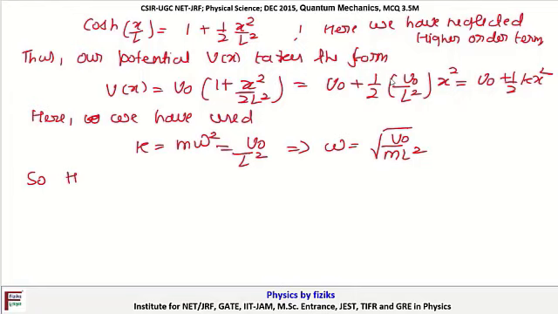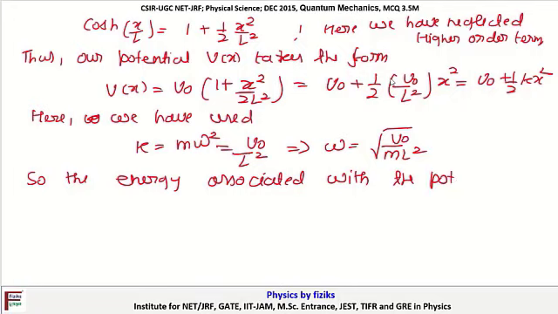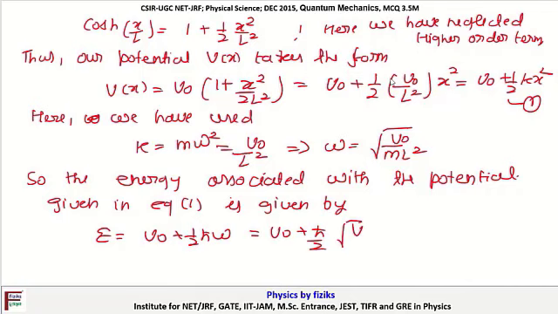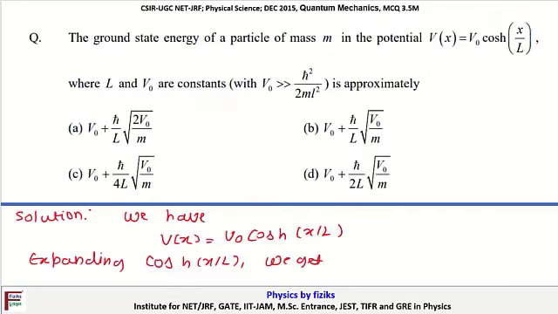So the energy associated with the potential given in equation 1 is given by E is equal to V0 plus half h cross omega, that means V0 plus h cross by 2 root over V0 by m L square. So our option D is correct.